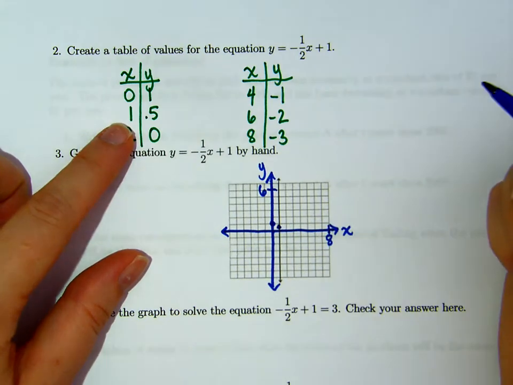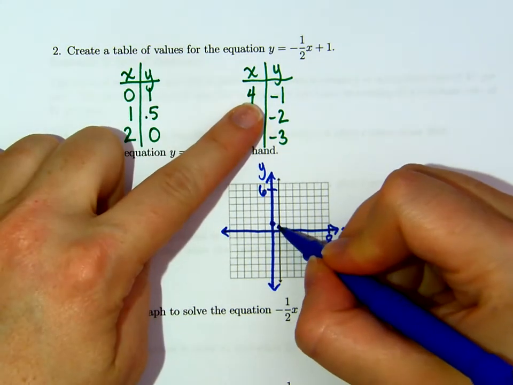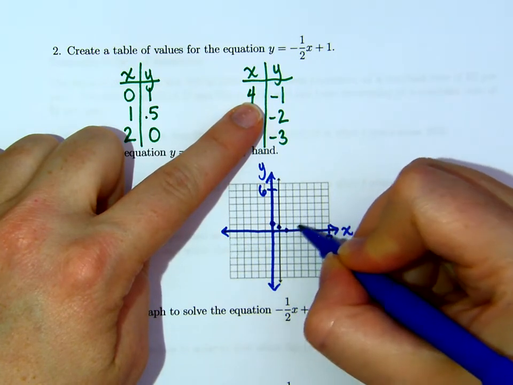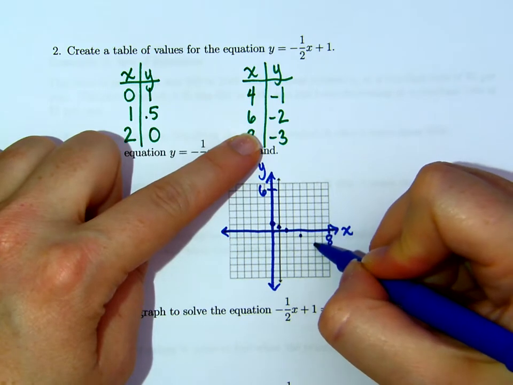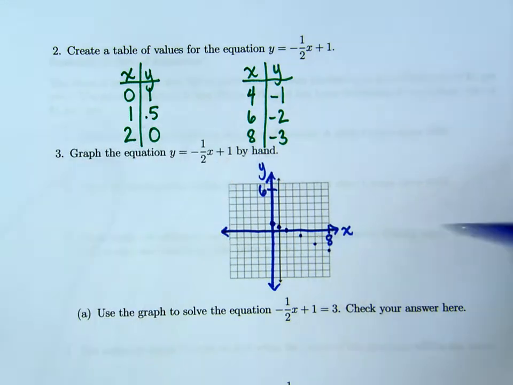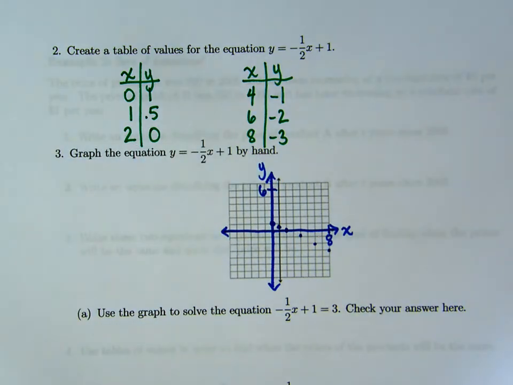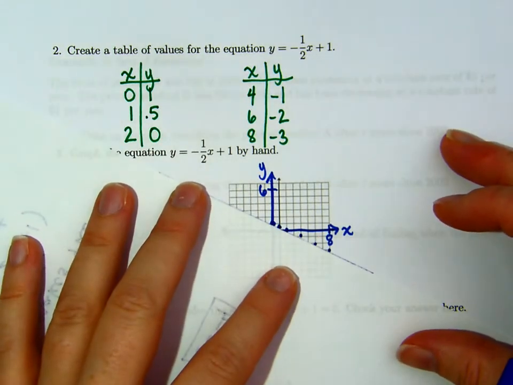Okay. 1 and a half. 1 and 1/2. Got it. 2, 0. 4. So 1, 2, 3, 4, -1. 4, 5, 6, -2. 8, -3. 1, 2, 3. And then I connect my dots. Okay, I grab my handy ruler, my straight edge, and I try to make this line up as best as I can. Did I just say bestest?